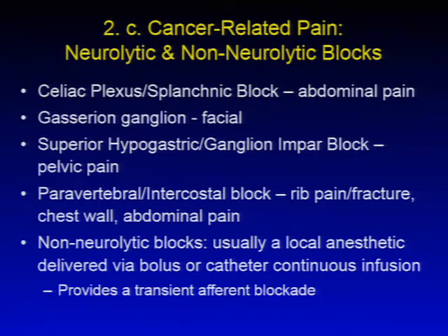There are a number of neurolytic and non-neurolytic nerve blocks that can be used in the treatment of cancer pain. Celiac plexus and splanchnic blocks can be used for abdominal pain, Gasserian blocks for facial pain, superior hypogastric and ganglion impar blocks for pelvic pain, and paravertebral and intercostal blocks for rib pain, fractures, chest wall pain, and abdominal pain. Typically, a neurolytic block uses a medication that destroys the nerve or nerve plexus, but non-neurolytic blocks can be done as well, which usually use a local anesthetic or a steroid. This is a more transient blockade, but it doesn't destroy the nerves.